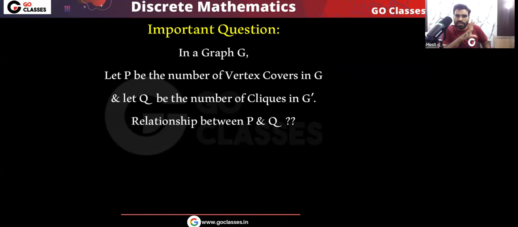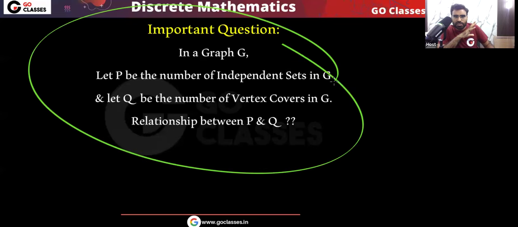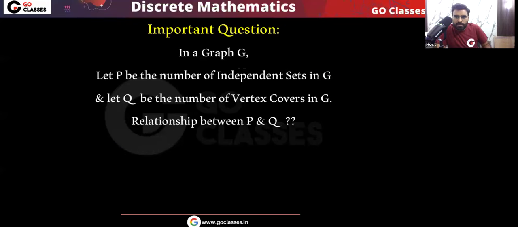Now you can easily answer these questions. Let's answer the first question. You can see in any graph G, P is the number of independent sets, meaning in this graph, how many independent sets are there? The number of independent sets is P, and the number of vertex covers is Q. What is the relationship between P and Q?